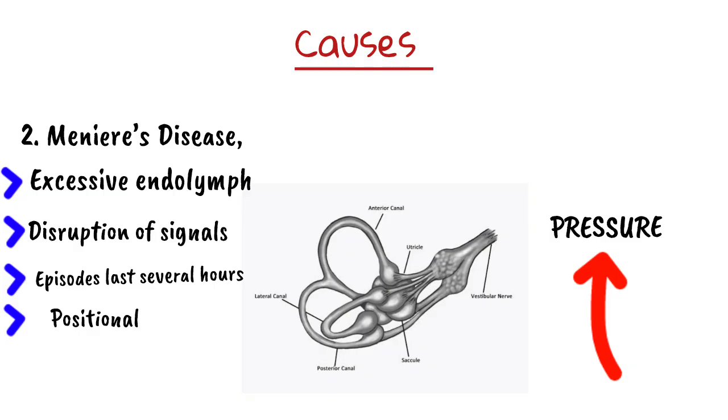Over time, the hearing loss often worsens progressively, even between attacks. During an episode, patients may exhibit spontaneous nystagmus, where the eyes move rhythmically without intentional movement. Meniere's disease is diagnosed based on clinical criteria, which include two or more episodes of spontaneous vertigo lasting at least 20 minutes, documented hearing loss, and associated tinnitus or aural fullness.